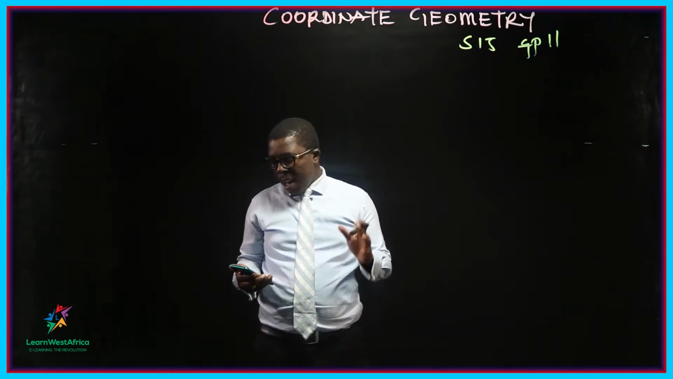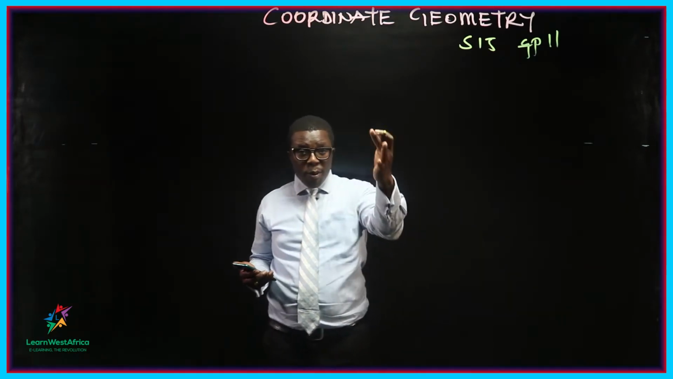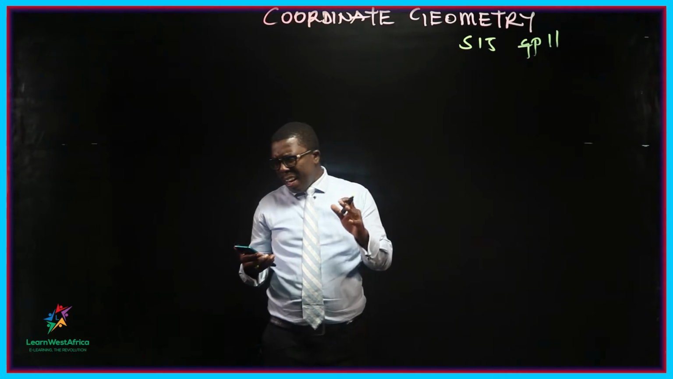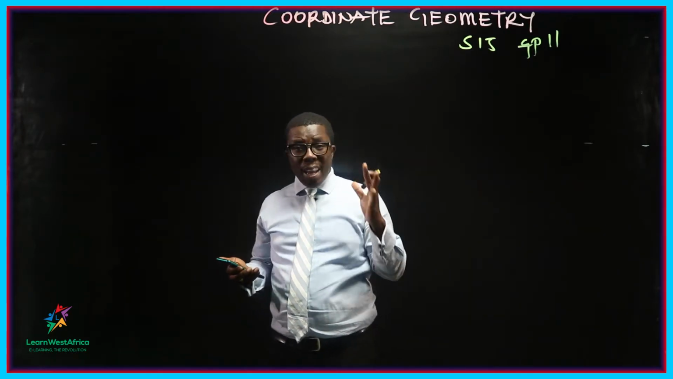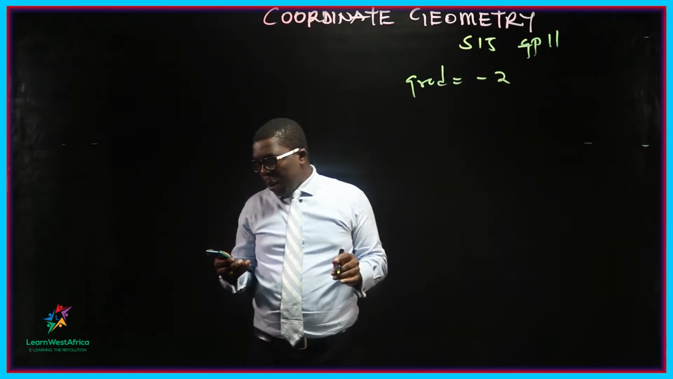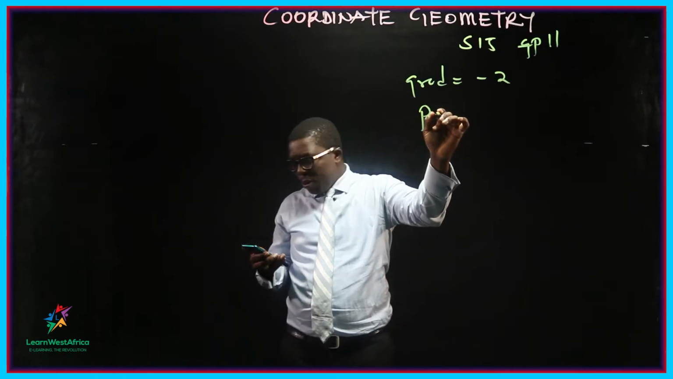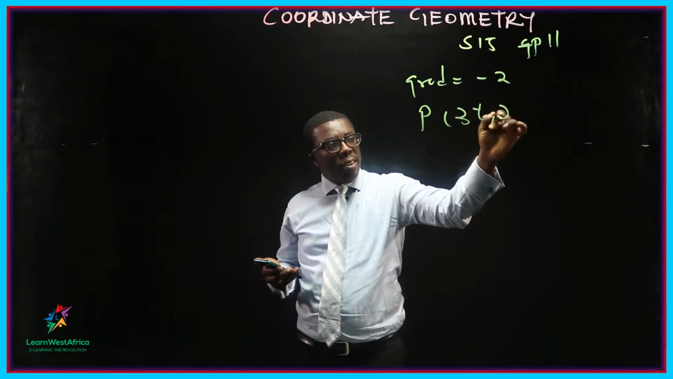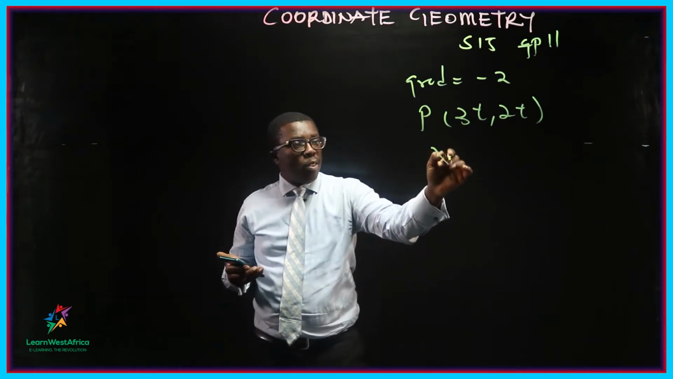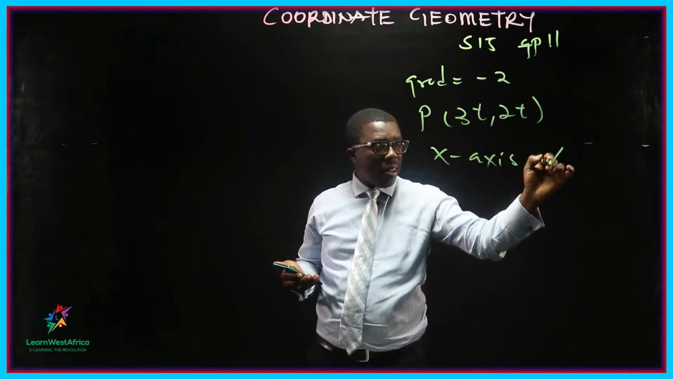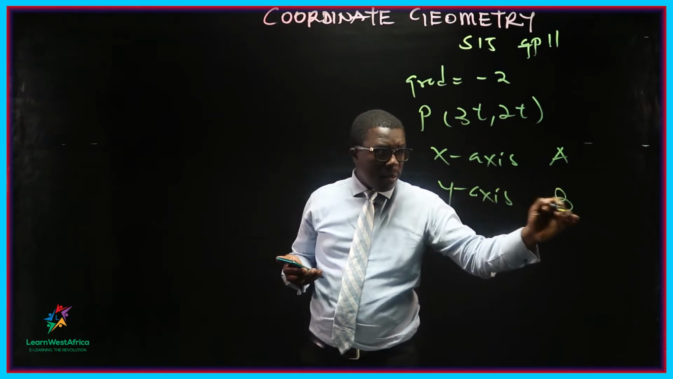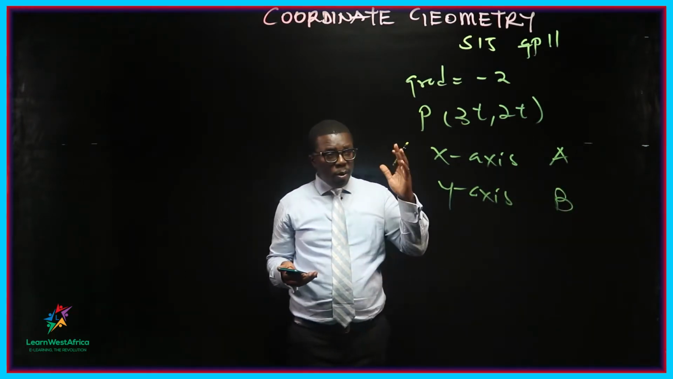Question 6. I'll just read it for the benefit of easy remembrance. The line with gradient -2. So the gradient of the line, they say, is -2, and it passes through the point P, (3t, 2t). They are saying that it intersects the x-axis at A, and the y-axis at B. Guys, hope you understand that. So that's what we have.